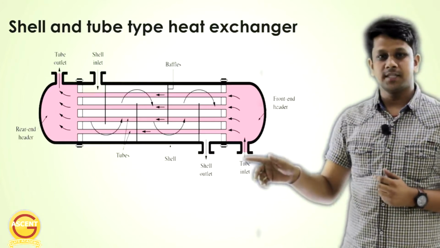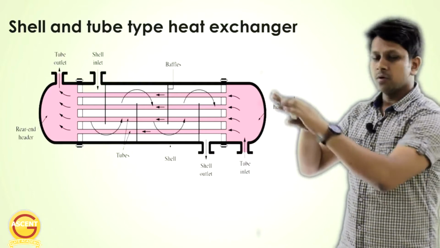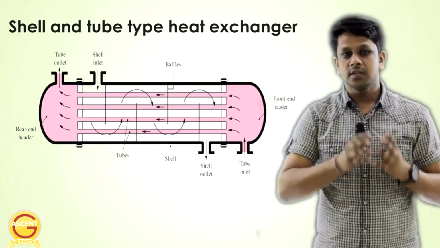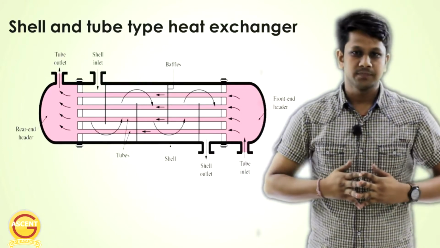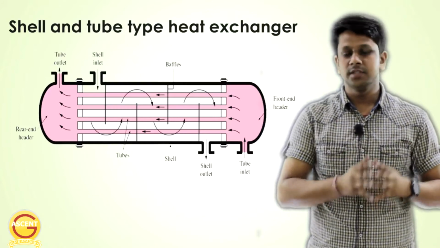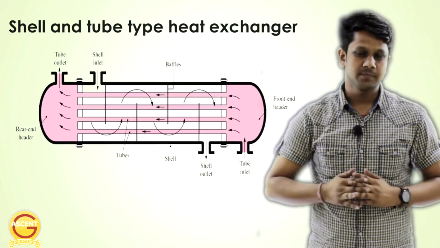So in this tube, let's say our hot gas is flowing, and over this there is a shell in which the cold water is flowing. So there will be heat transfer between this hot gas and this cold water.